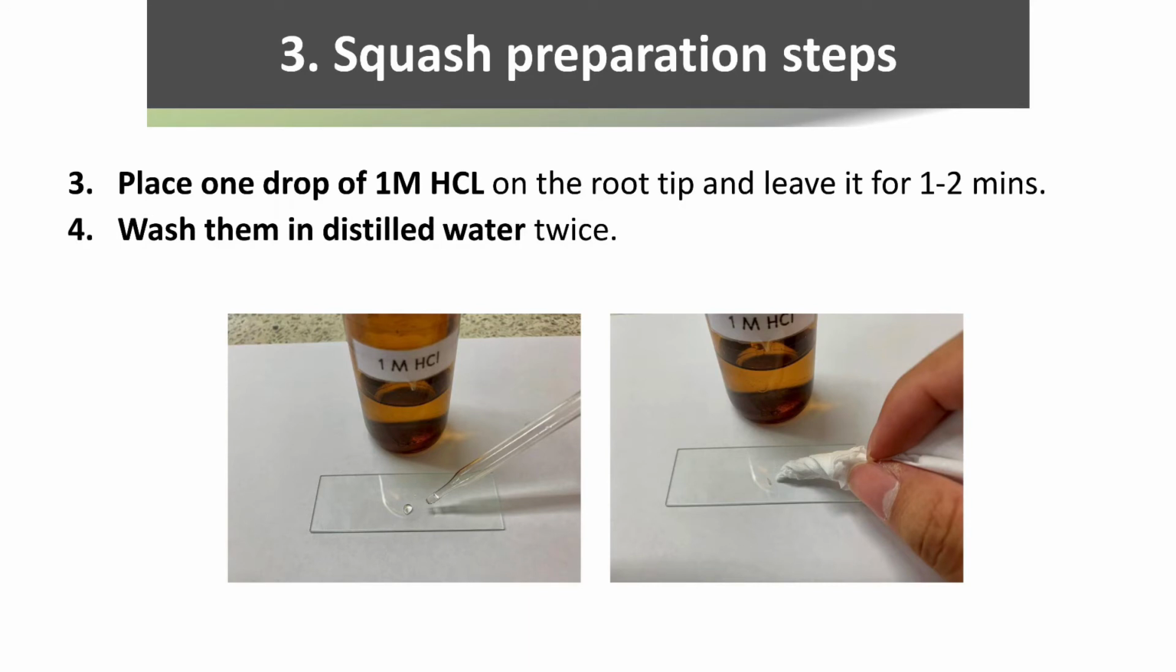Then place a drop of 1 molar hydrochloric acid on the root tip and leave it for 1 to 2 minutes. Hydrochloric acid will help us to soften the root cell wall, as well as improve staining in the next step. After that, wash the sample in distilled water twice.